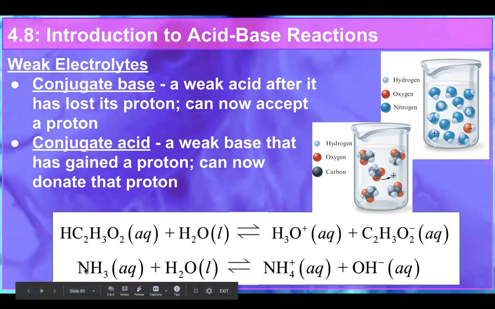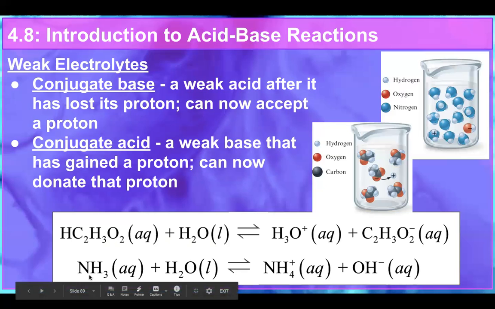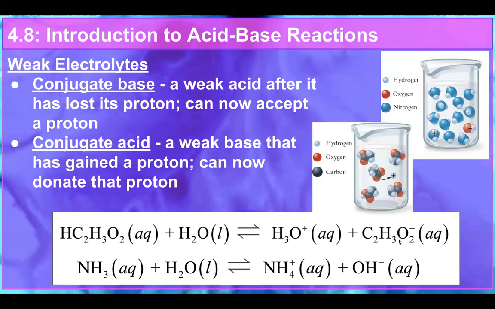Down here, ammonia will actually take the hydrogen and become ammonium. So the ammonium would be the conjugate acid, whereas the ammonia, the NH3, would be the conjugate base. Okay, so the conjugate base is going to be something that has the ability to accept a proton, which in this case is the ammonia, and in this case it's the acetate. The conjugate acid is going to be the one that has the ability to donate a proton, which in this case is acetic acid, and in this case is ammonium.